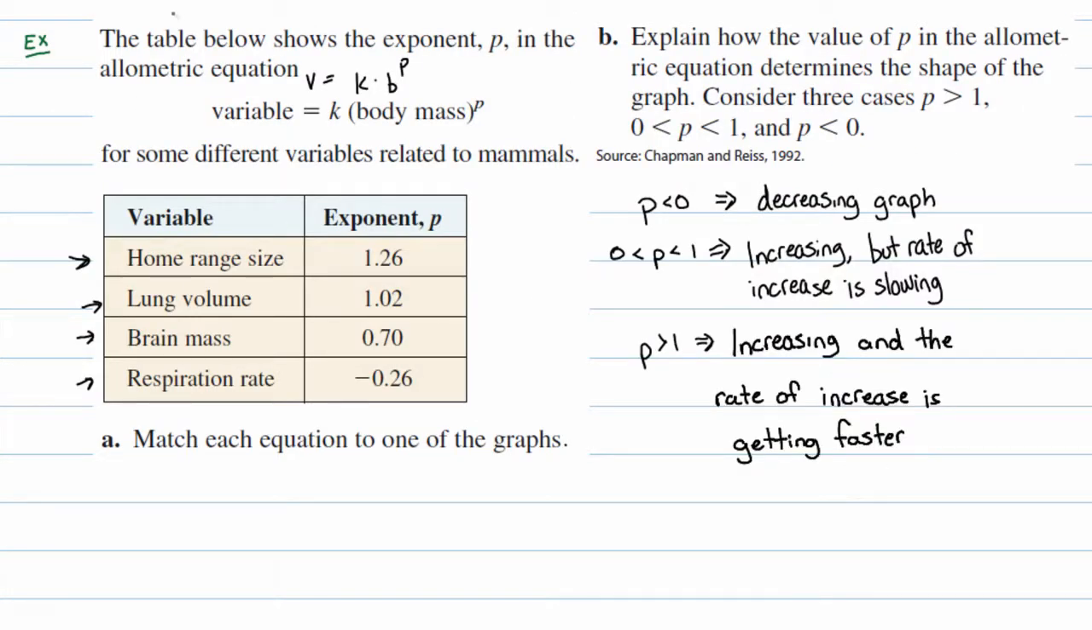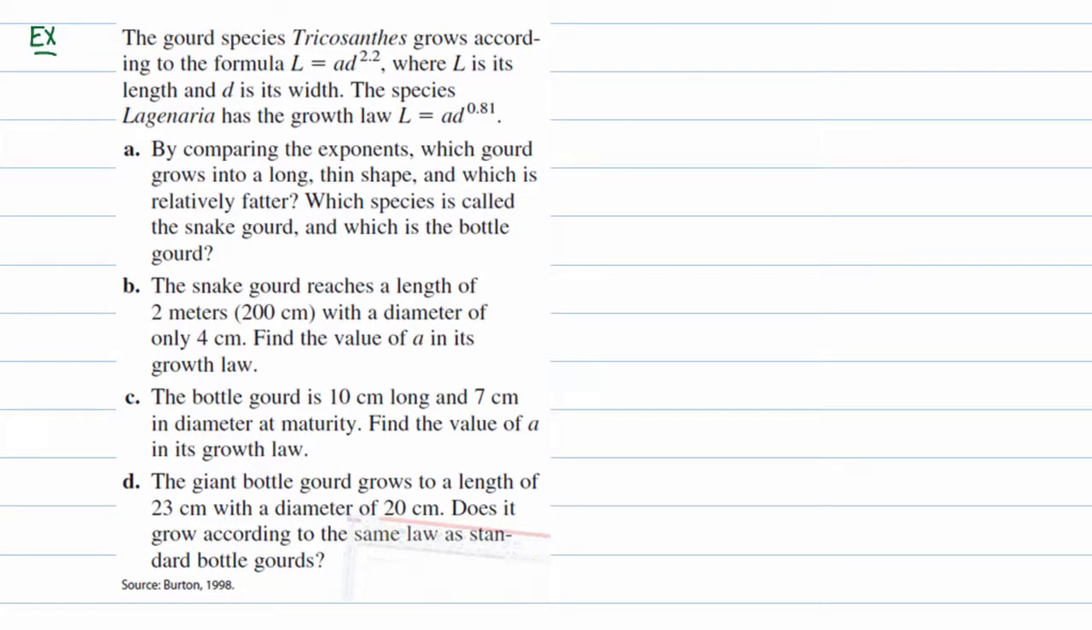So as I write it right here, it's increasing, and the rate of increase is getting faster. It's getting faster and faster and faster. In other words, much larger and larger and larger. So let's try another example here.